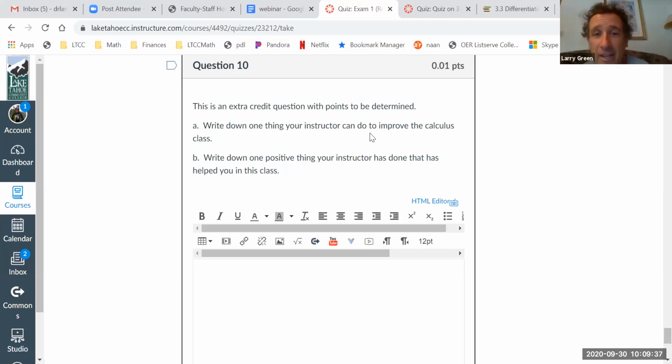Write down one thing your instructor can do to improve the calculus class, and write down one positive thing your instructor has done that has helped you in this class. If you write something, I'm going to give you full credit. But I don't decide what that credit is for everyone in the class until it happens. The only reason why you wouldn't get more than 0.01 points if you wrote stuff is if you have 100%. And if you complain about having 100%, you've got a problem. So that's just a note: do this one. It's easy, quick, and you should get it.